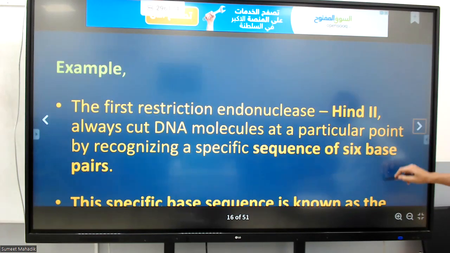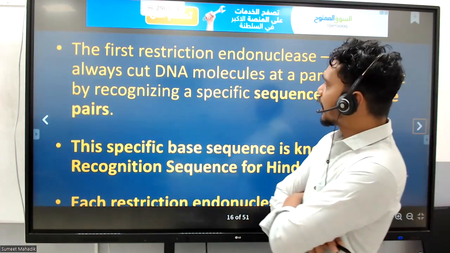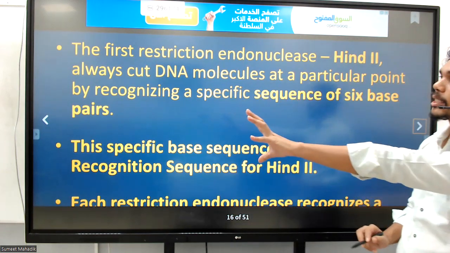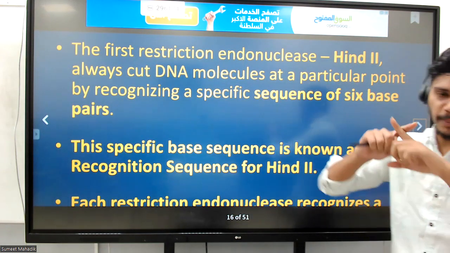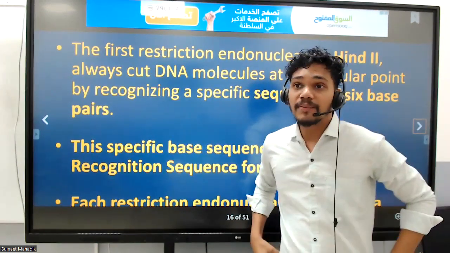Now, what are the examples? The first restriction endonuclease, Hind II, always cuts the DNA molecule at particular points by recognizing a specific sequence. If the specific sequence is there, then only it cuts. By recognizing a specific sequence. What is that?